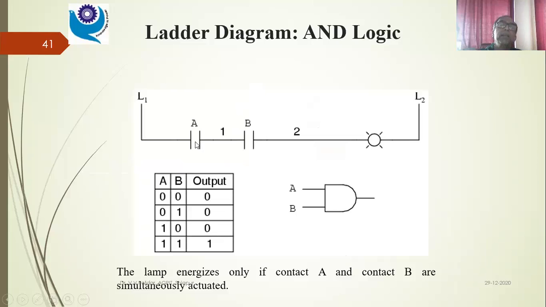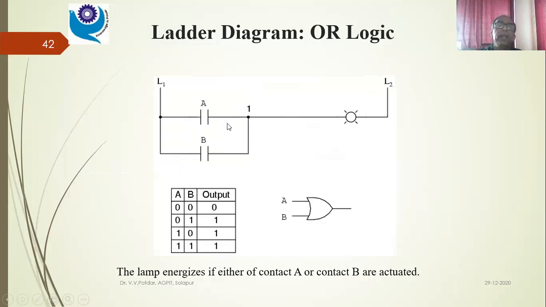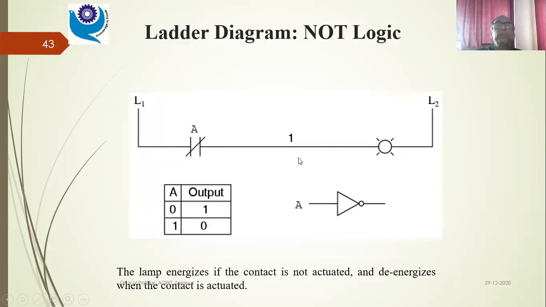AND logic: A and B should both be closed to get the light on. This is the symbol of the AND gate. OR gate: A or B, so that the light will be on. If either one is on, the light will be on, and if both are on, the light will still be on. NOT logic is just inversion, 0 to 1, 1 to 0. This we have already seen.